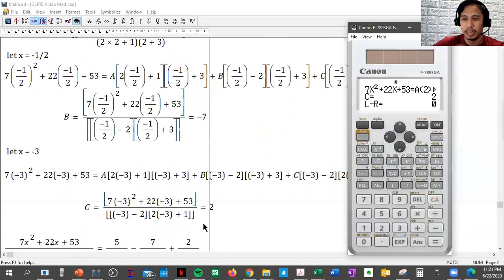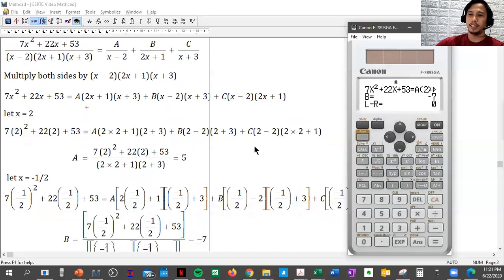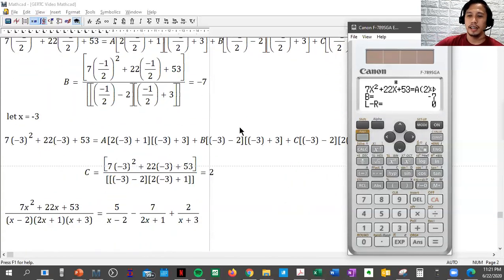That's what we also got earlier. Or you may make X equal to negative 3 if you like. It's the same, for example, if the last one is B and you already got A and C. If you want to solve for B, you may make X equal to 0, or any value, even 1,000, as long as A and C are already solved. A is 5, C is 2. They are the correct values, and solving for B will give the exact value. Okay? So, this is the first case.